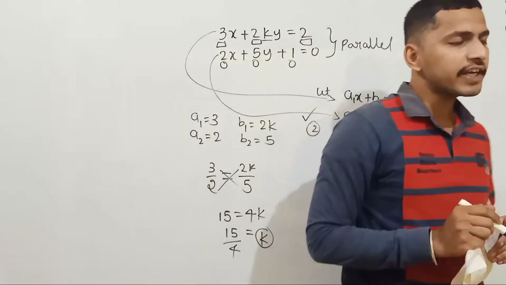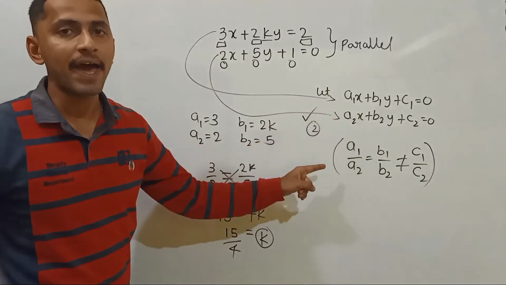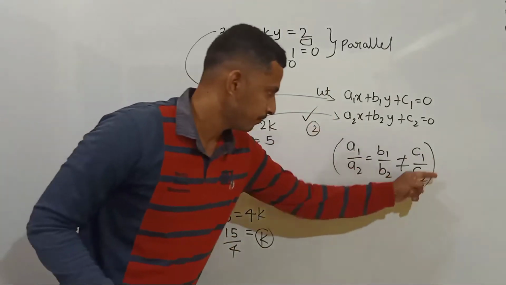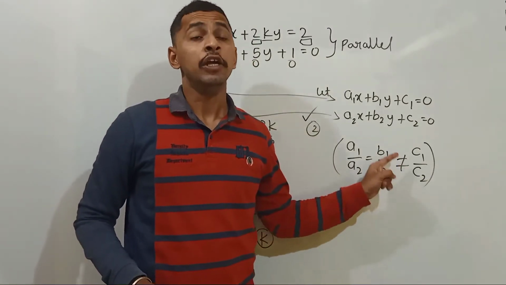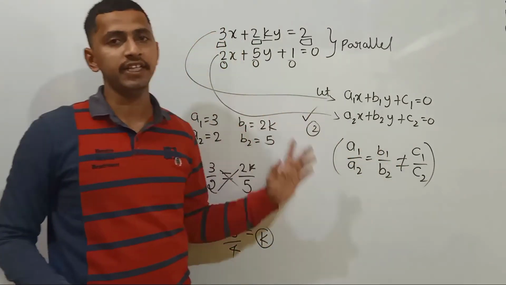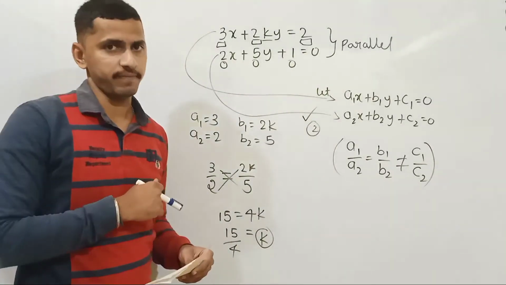The most important thing is, you should know this condition. When two lines are parallel, the condition is a1 by a2 equal to b1 by b2 but not equal to c1 by c2. This is the most important condition. Now let us go to the second question.